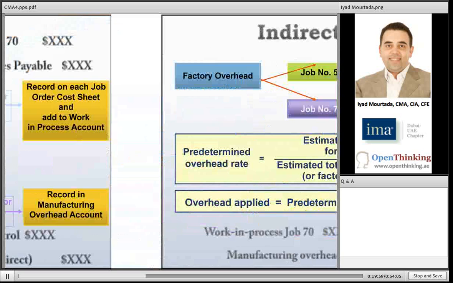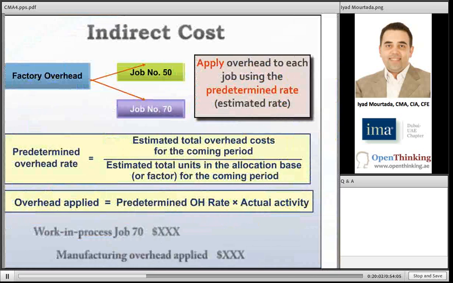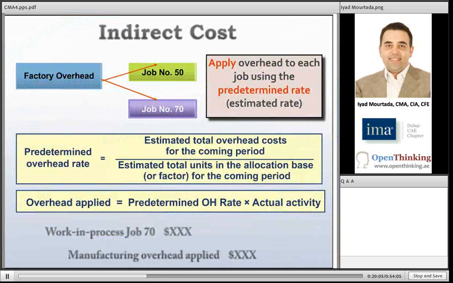Now, when we look at indirect cost, what we need to do is take the factory overhead, any overhead that we have, and allocate some cost based on some driver to each job or each order that we have. And how can we do this?